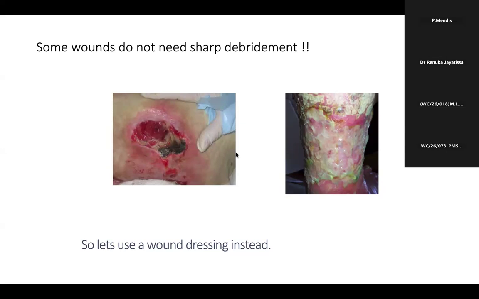We used to use papain in those days, enzymatic debridement. Enzymes like papain, now they are commercial products. These can actually do some debridement. Honey is used for debridement. Maggots are used for debridement. So there are dressings nowadays also that we can use to help the debriding process.